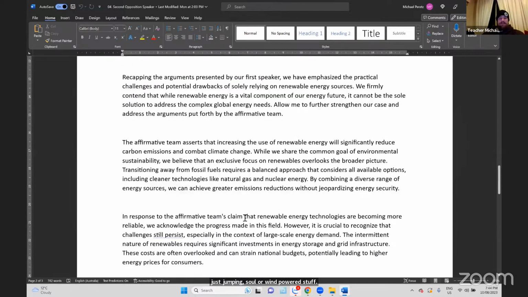So in response to the affirmative team's claim that renewable energy technologies are becoming more reliable, we acknowledge the progress made in this field. So again, we're considering their point of view, but now we're saying, here's where you're wrong. However, it is crucial to recognize that challenges still persist, especially in the context of a large-scale energy demand. So they're saying, yes, if you were just to try and put a green energy system in your camper van or on your house, not a problem. You could do that very easily. But if we're going to do this for an entire country, then there's going to be a lot more problems to deal with by doing it on such a large scale.